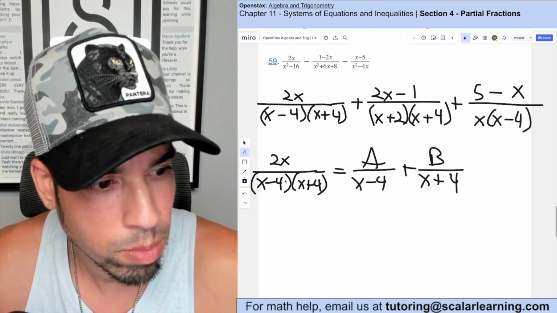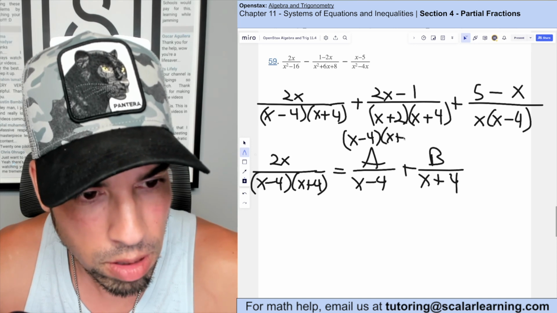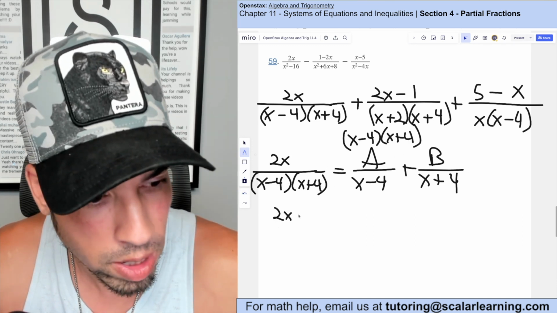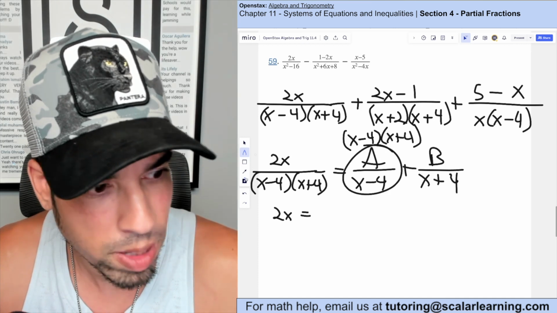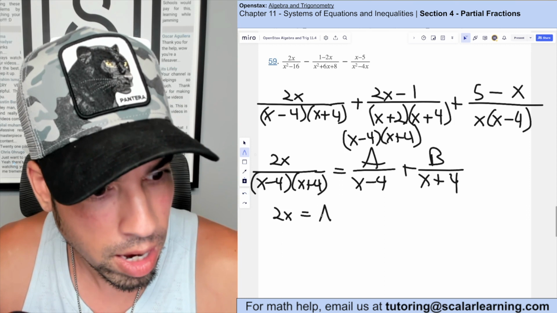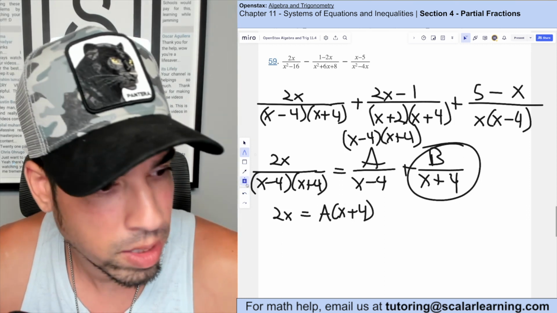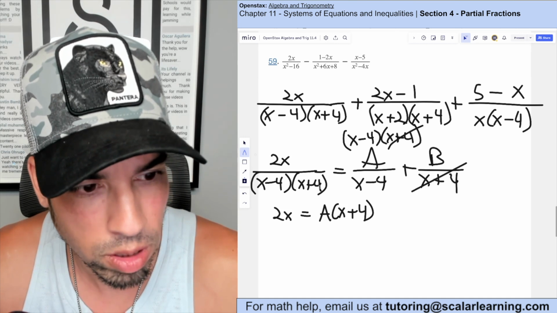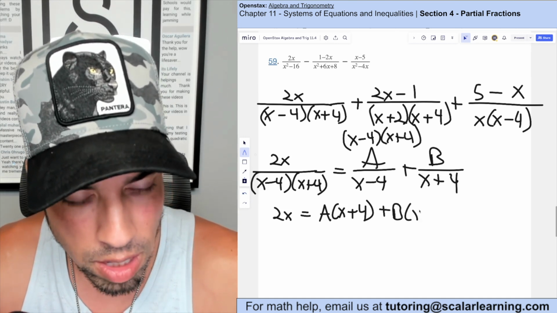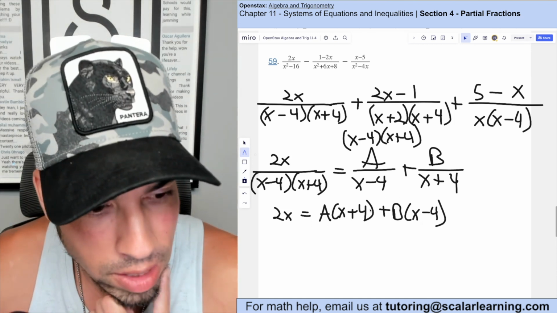All right. Now we're going to multiply by that denominator. We got x minus 4 times x plus 4. That's going to cancel that out when we multiply there. So we got 2x is equal to, we multiply this, these two are going to cancel, and we have a times x plus 4. And then when we multiply this term, these two are going to cancel. So then we've got b times the rest, b times x minus 4. Great.